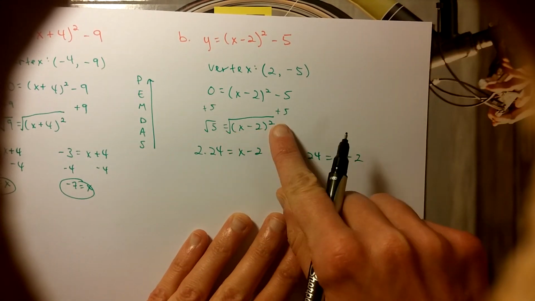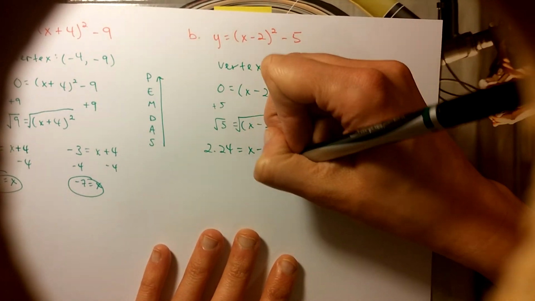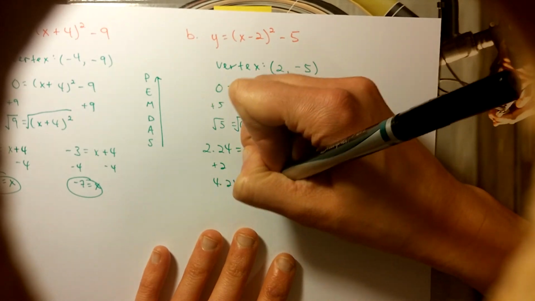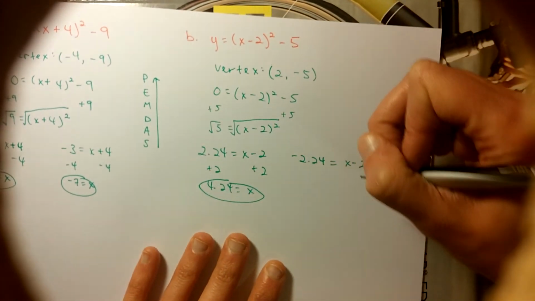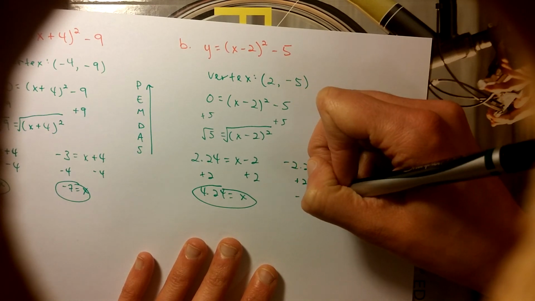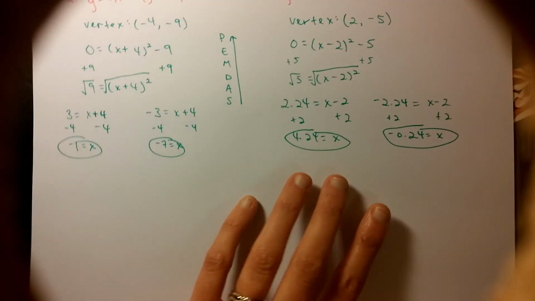And then the square root undoes the square, so I just have x minus 2 on the right side. And then I just solve both of those to get my 2 x-intercepts for this one. So I get 4.24 and -0.24 as the x-intercepts for that one.